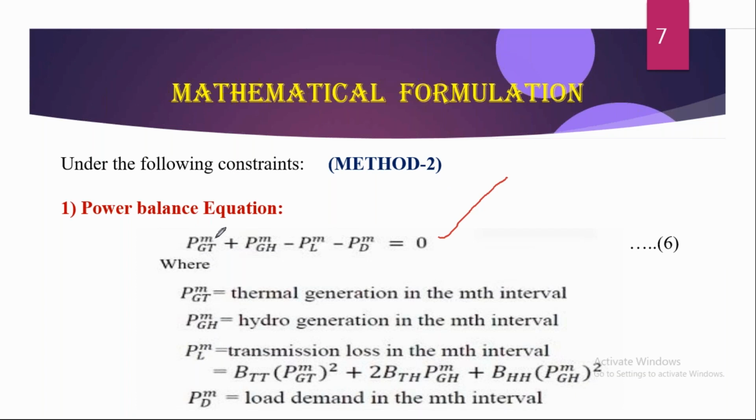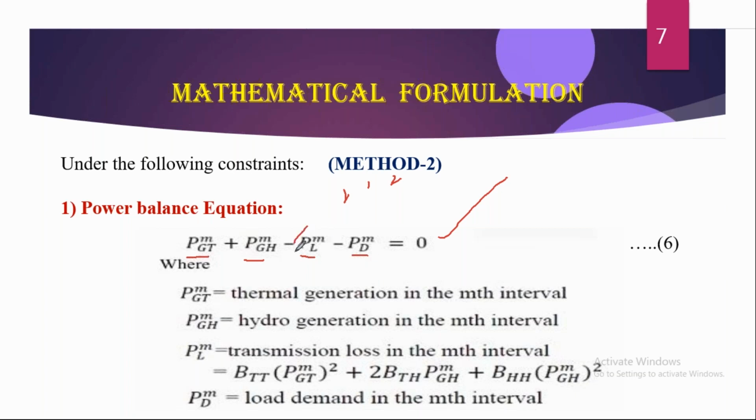So we are dividing the sub intervals, right? So we have to calculate that interval. For the first month, second month, third month, we have to calculate like this. Here PMGT is the power generation from the thermal power plant. This is hydro power generation, losses and demand. If all the powers equate to zero, then the scheduling process is in good manner.